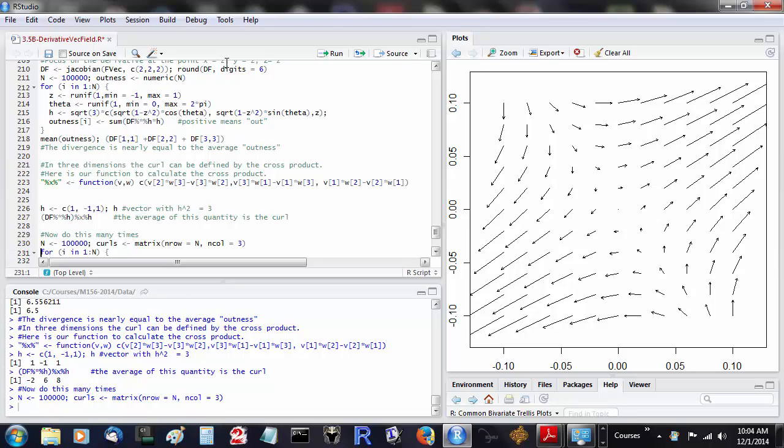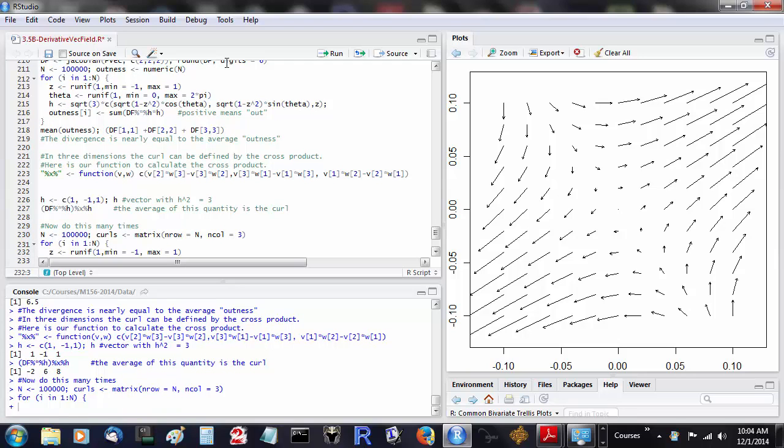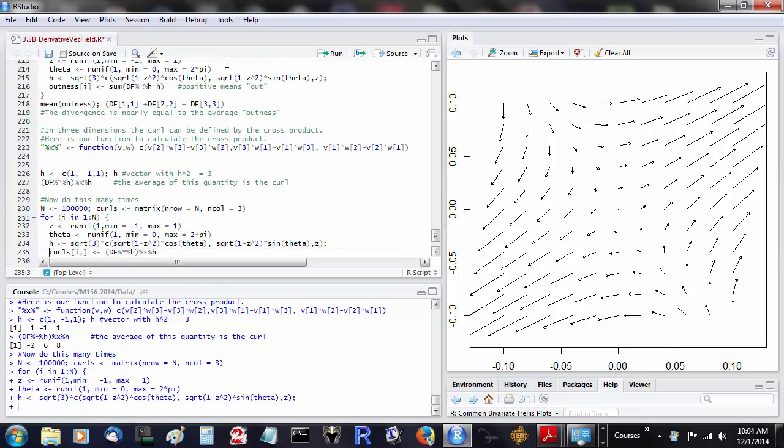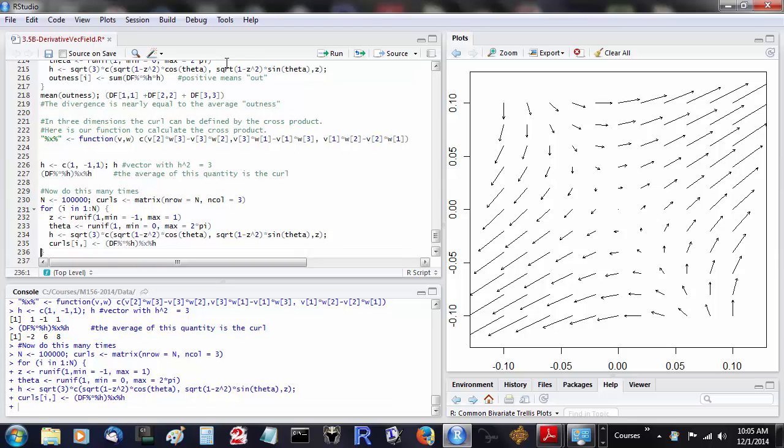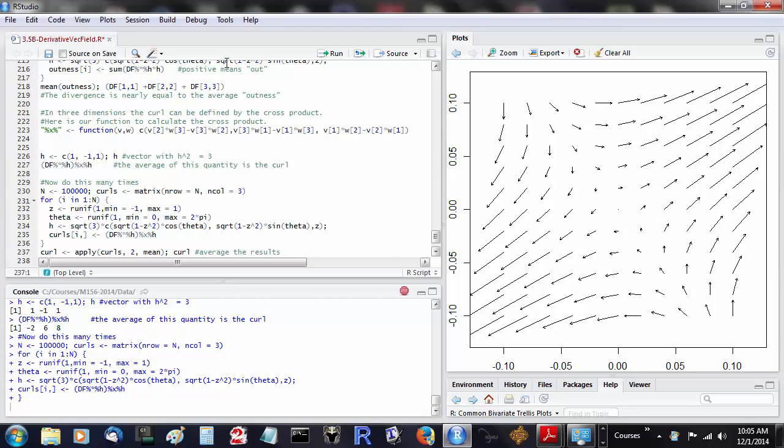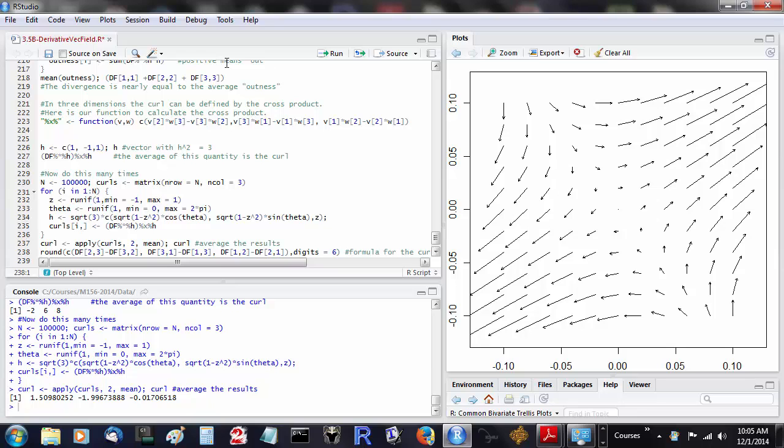I'm going to do this very many times. With a little patience, I can do it 100,000 times. So I generate my random vector. I save the vector that should be the curl. I wait till the red light goes off, which means I've done my 100,000 calculations, and then I apply the mean function to average the results, and look at what we get.